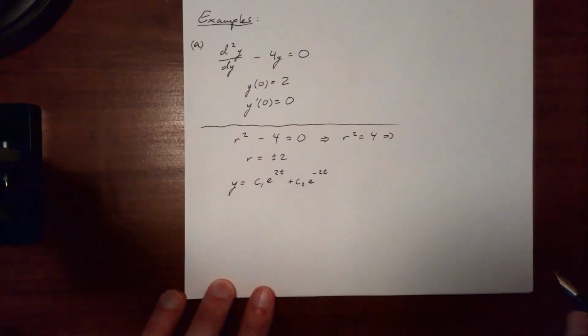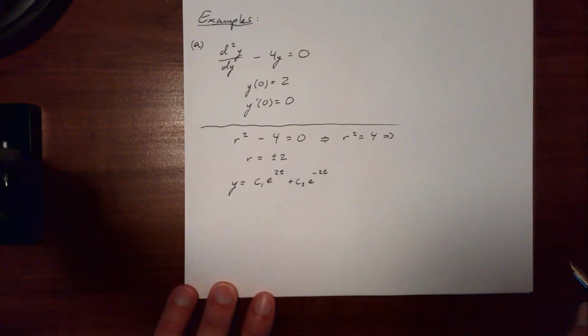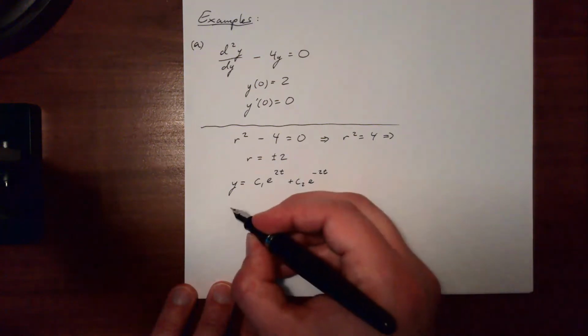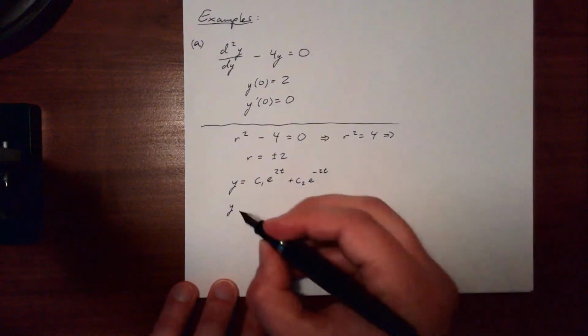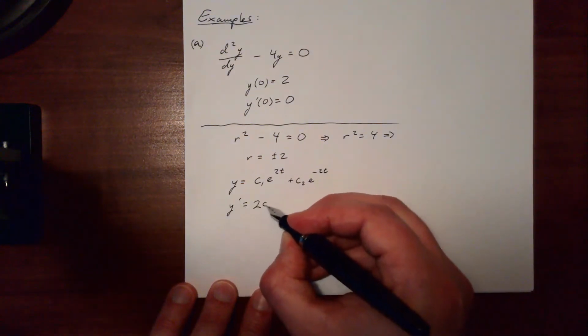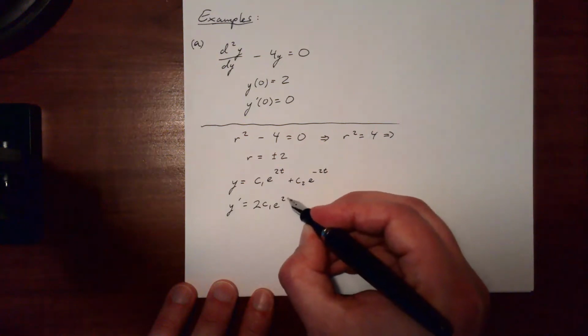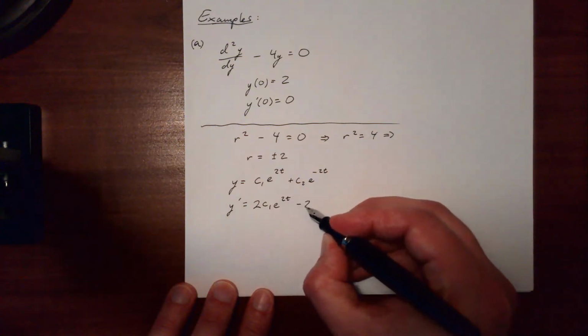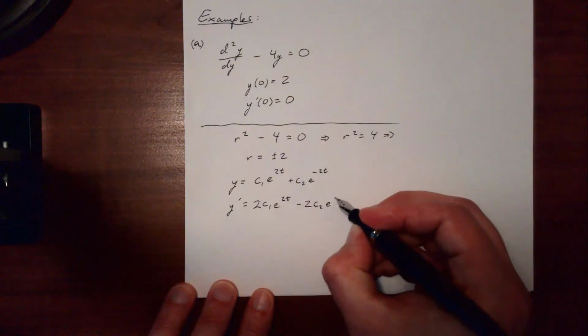Okay, so be it. And then if we want to plug in the initial conditions, we'll need the derivative of this as well. So this will be 2 c1 e to the 2t minus 2 c2 e to the negative 2t.